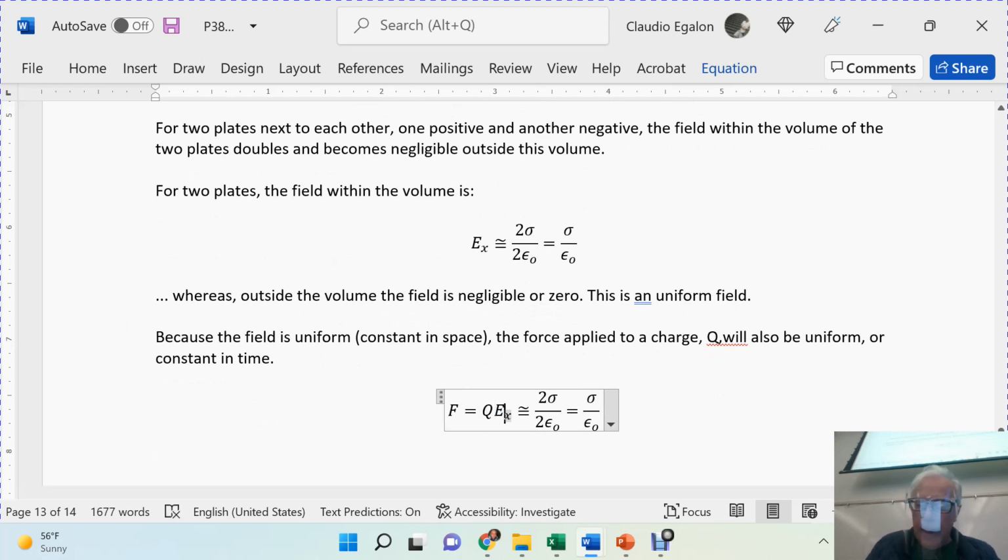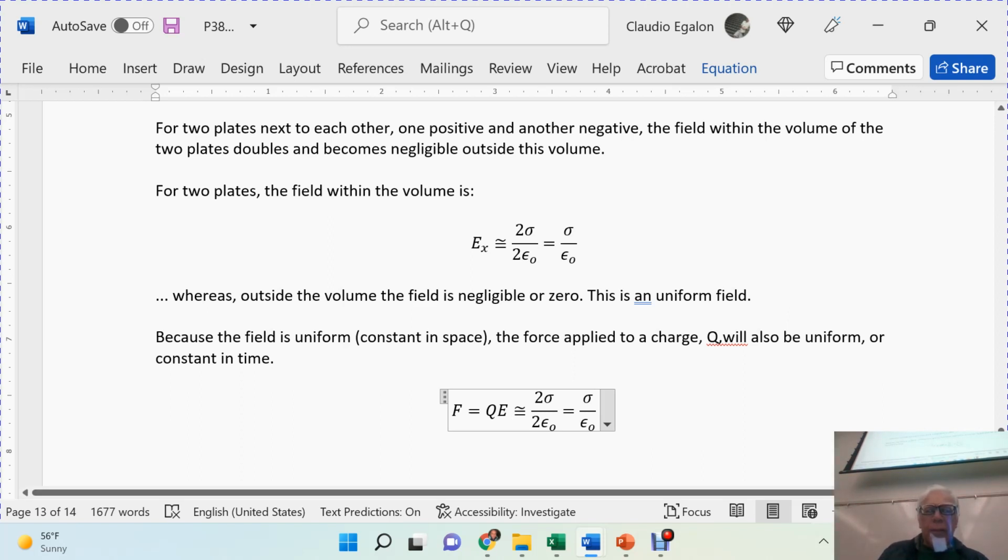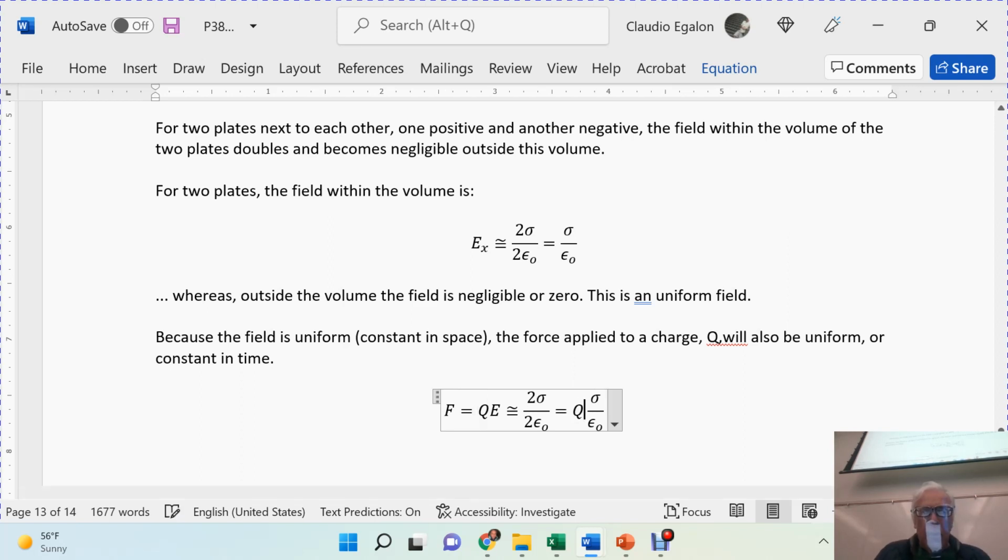Okay, force times, I'm just going to put electric field here to simplify my notation. I don't need to put the direction of the field. And also, don't forget, this is going to be an approximation. Well, this one is not an approximation. The approximation is going to be the next one. It's going to be Q times sigma over epsilon naught.